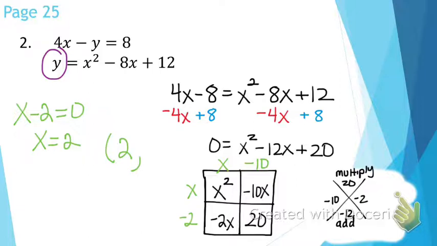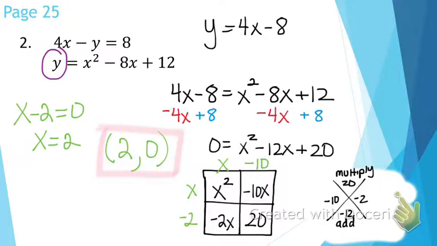I didn't mean to erase that second equation. Sorry, let me write it up here. So we have y equals 4x minus 8. So go ahead, use your calculator, substitute 2 into this equation to get y. So that would be 4 times 2 minus 8. So 4 times 2 is 8. 8 minus 8 is 0. So 2, 0 would be your first solution. Right here. That's my first solution.